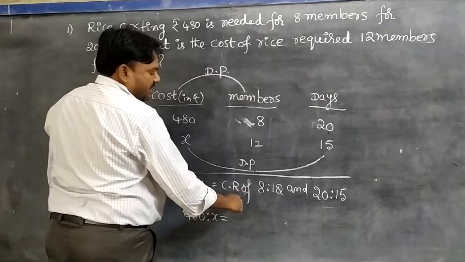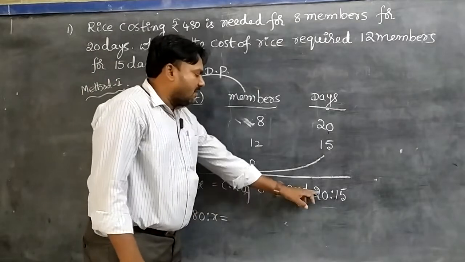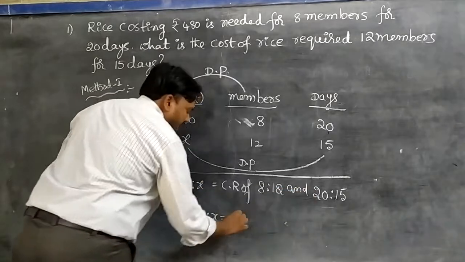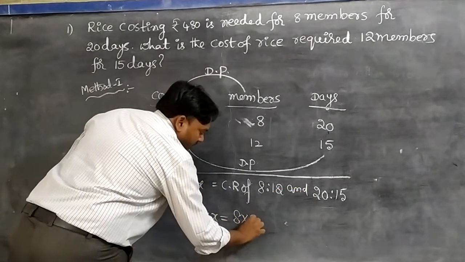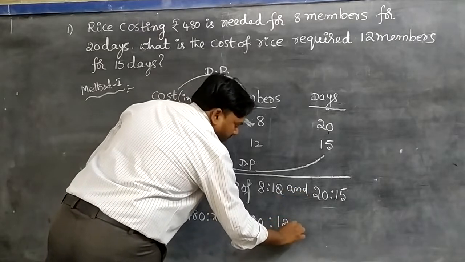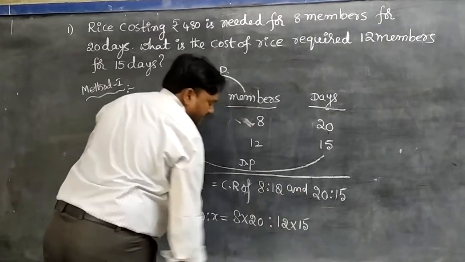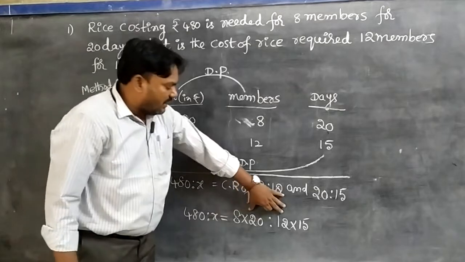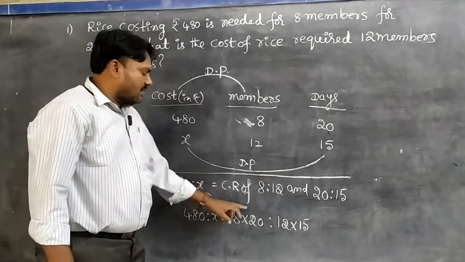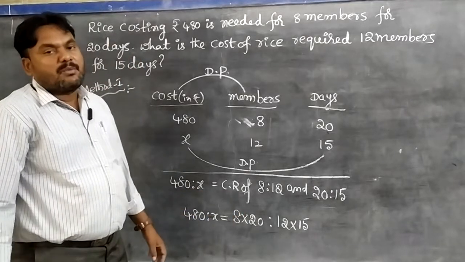CR means product of antecedents to product of consequents. That means 8 into 20 is to 12 into 15, like this. Here this is totally one ratio. This is one ratio. Both are equating. That means two ratios are equal, then both are in proportion.